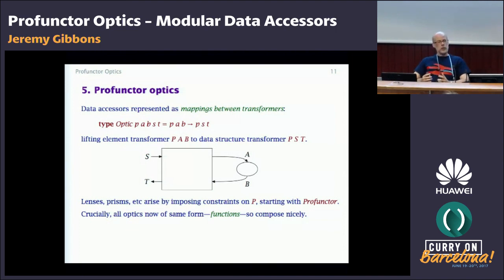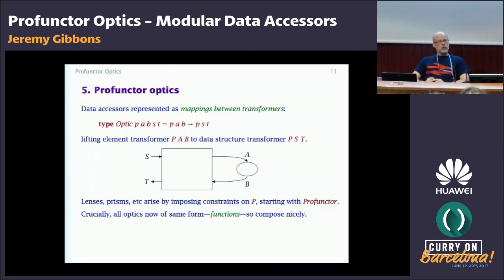And the different kinds of optics, the lenses and the prisms and the adapters and the traversals, are going to work by imposing stronger and stronger constraints on what the P should be. So P will be at least a profunctor, but for some of them we want it to be a Cartesian profunctor, and for some of them we want it to be a co-Cartesian profunctor. For some of them we want it to be both.